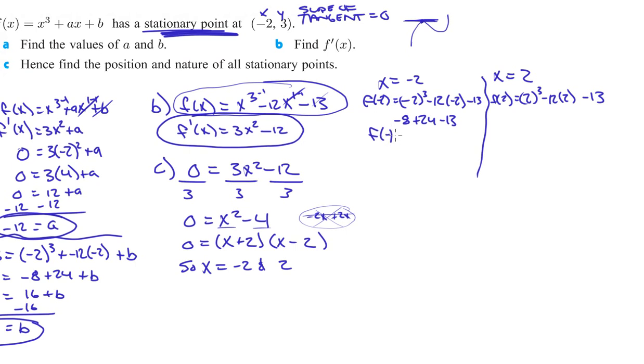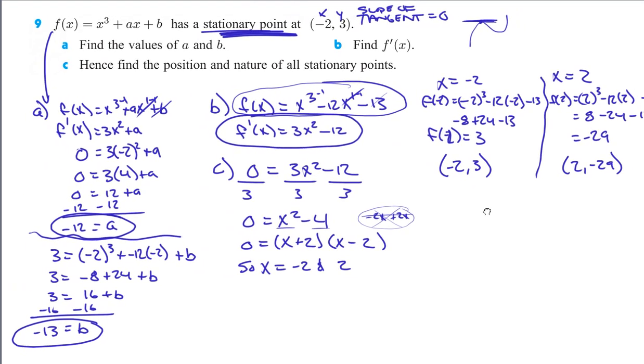So f of negative 2 equals, let's see, negative 21 plus 24, that's going to give us 3, right? So that means one stationary point is at negative 2, 3, and then for the other, f of 2 is 8 minus 24 minus 13. So that's going to be negative 29. So the other stationary point is going to be at 2, negative 29.